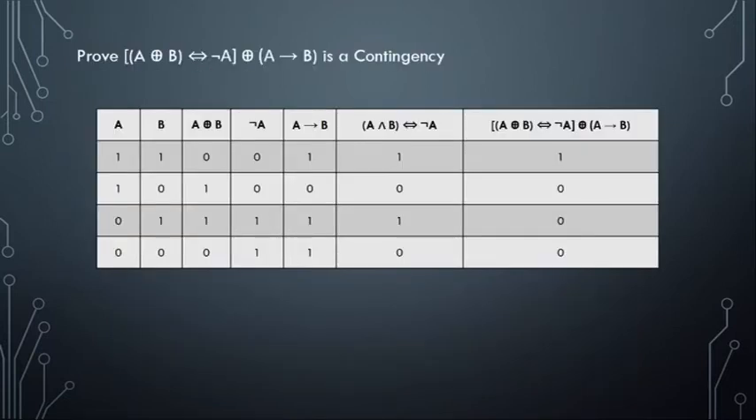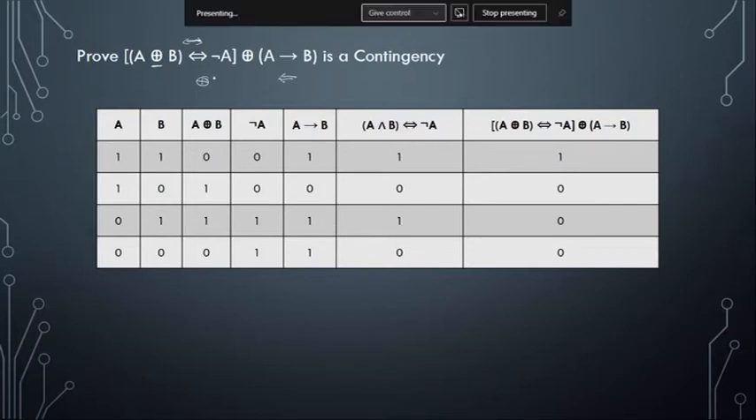So, I have another example. Let's prove that this proposition is a contingency. Again, this is exclusive OR. It is an O with a cross inside. Again, the biconditional, you can write it like this. But the implication, you can never write it like this. Implication is an arrow pointing to the right. So let's prove this proposition.